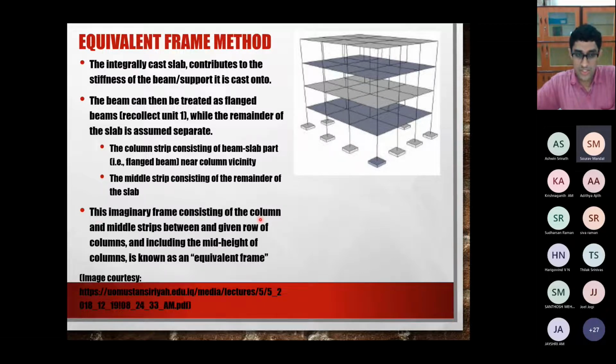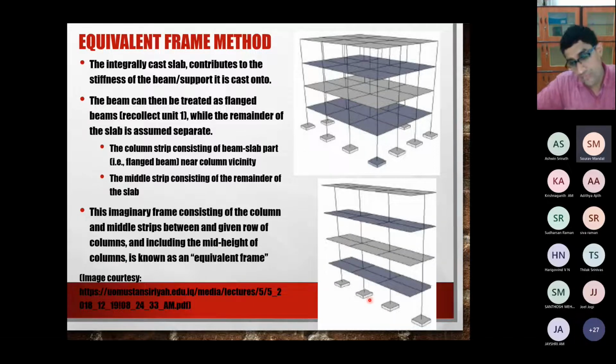This imaginary frame consisting of the column and the middle strips between any given row of columns is known as an equivalent frame, and it is drawn from mid height of one column to the mid height of another column like this. Basically, you take a column strip, then you take half of the middle strip on either side, and this becomes an equivalent frame. So you will have one equivalent frame this way, another along this line, another along this line. This is as far as that direction is concerned, and similarly you will have 4 more equivalent frames which go this way, this way, this way, and this way. This is known as an equivalent frame.